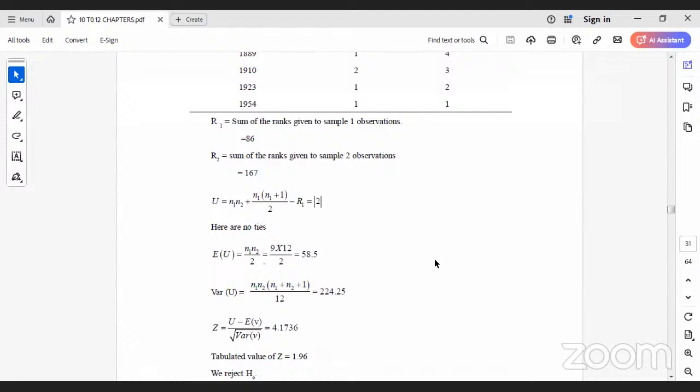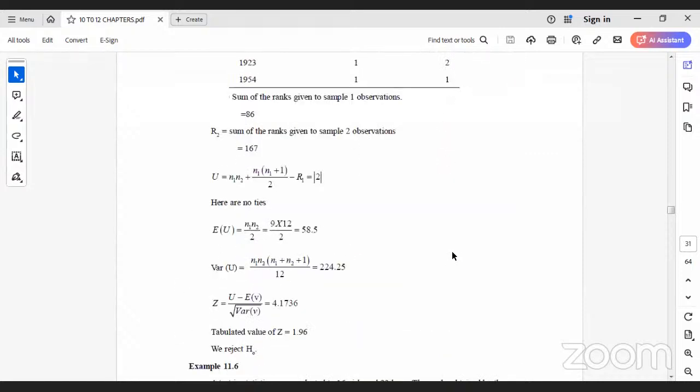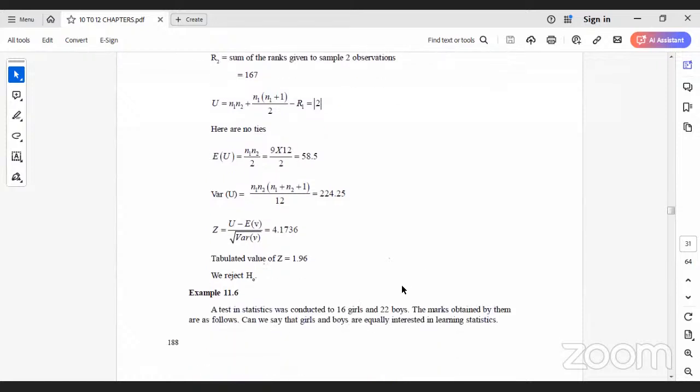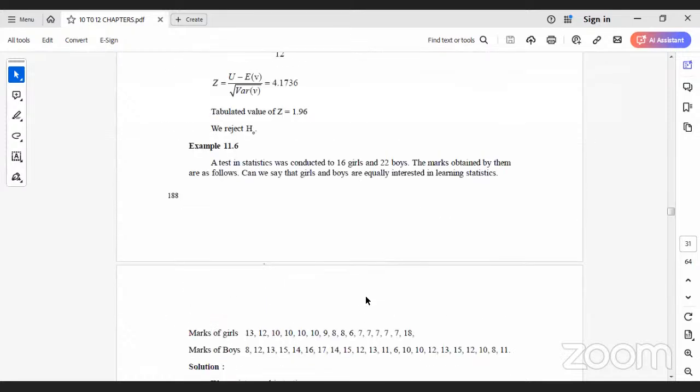n1 is 9, as we already said. So therefore 9 into 12 by 2 is 58.5. Variance is equal to n1 n2 into n1 plus n2 minus 1 by 12. So the formula z is equal to u minus E(U) under the variance of U, which is 14.1736. The tabulated value is 1.96. Since it is bigger than that, we reject H0. Komali, are you listening?